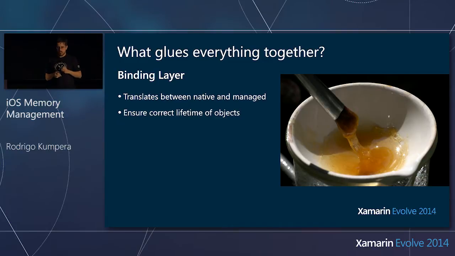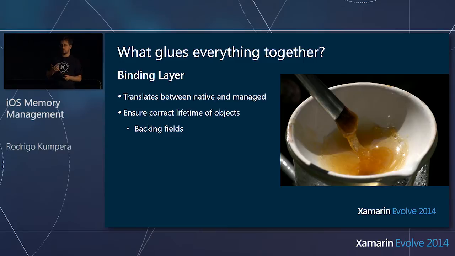The other thing that it does is ensure correct lifetime. That's a key aspect that we all expect to happen, that if an object is being used, it will stay in memory as long as it's needed, but no more than needed. You don't want the managed object to just go away, even if the native side is there. That would cause a crash. That would cause some weird behavior. That's undesirable, and that's what the binding layer does.